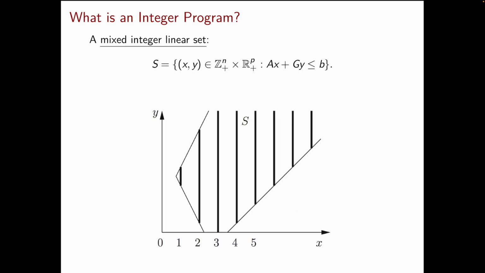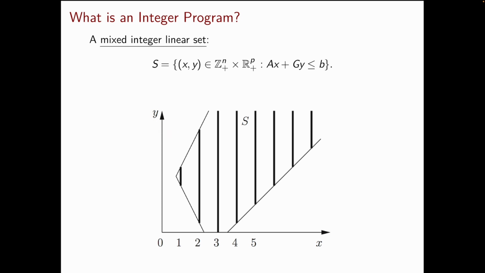The feasible region of a mixed integer linear program is called a mixed integer linear set. So a mixed integer linear set is a set S defined as a set of points (x, y) in Z^n_+ times R^p_+, subject to Ax plus Gy less than or equal to b. We have an example in this picture. Again, this is dimension 2. In this case, we have n equal to 1 and p equal to 1. So the x variable is constrained to be integer, while the y variable can be continuous.